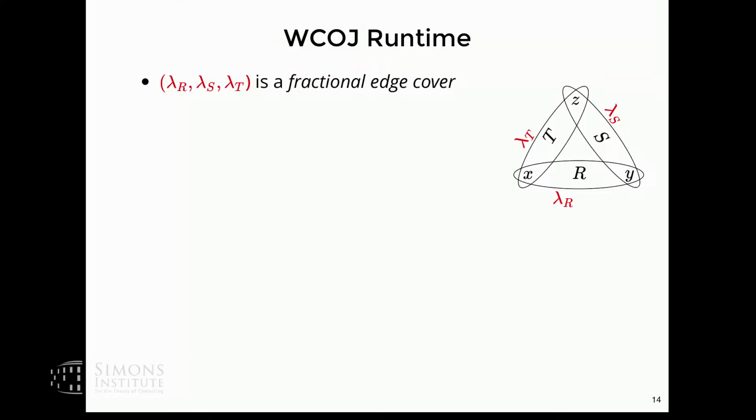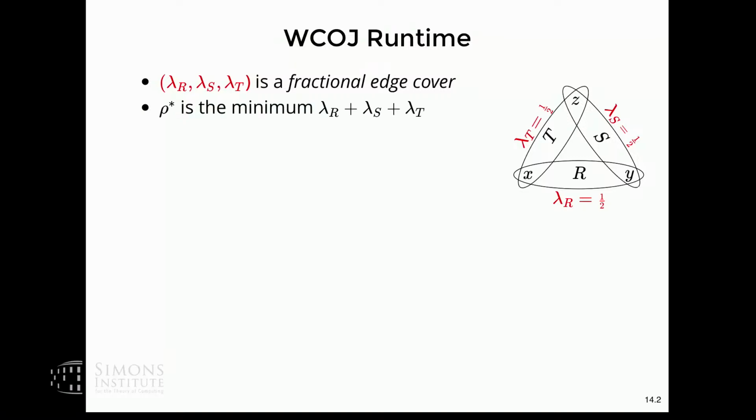A fractional edge cover is valid if every variable receives a total of coefficients from its adjacent relations that is at least 1. So for example, here, if we assign a coefficient of 1 to every relation, then this variable will be receiving at least 1, this variable will be receiving at least 1. So this is a valid fractional edge cover.